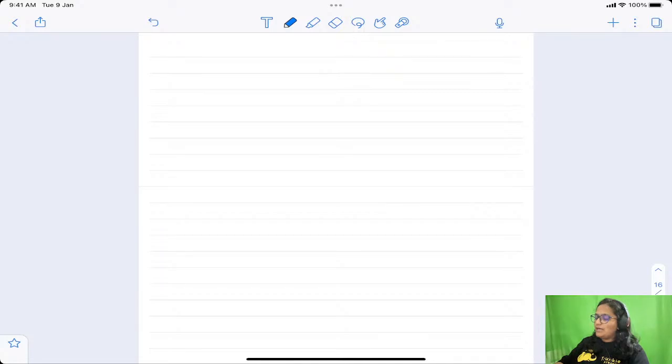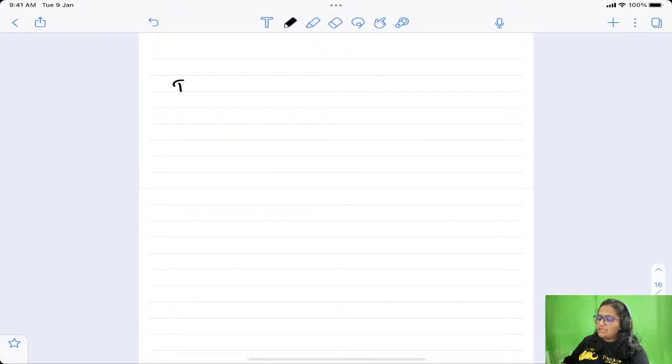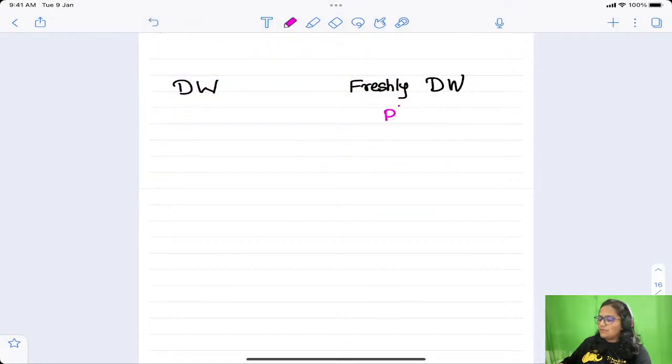Okay, now what about distilled water and freshly distilled water? I'll tell you. There is a difference between these two. For distilled water I'll use the word DW. D stands for distilled and W stands for water. Distillation process you have studied already in your class 9. And distilled water kept for some time, and freshly distilled water. Freshly distilled water means very fresh, right? So in case of freshly distilled water, pH is exactly 7. Okay, pH is exactly 7.